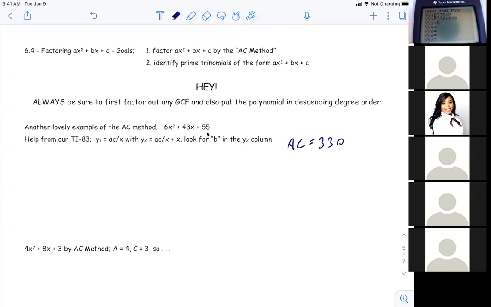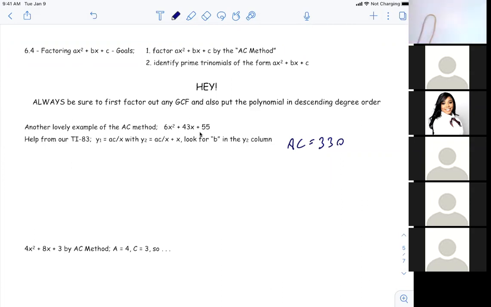And now I'll just go to table. And what am I looking for? I'm looking for, in this third column, the sum of 43. The middle term is 43x. So I'm looking for 43, come on, 43. There it is right there. You see that? If I do 10 times 33, I get 330, and 10 plus 33 is 43.